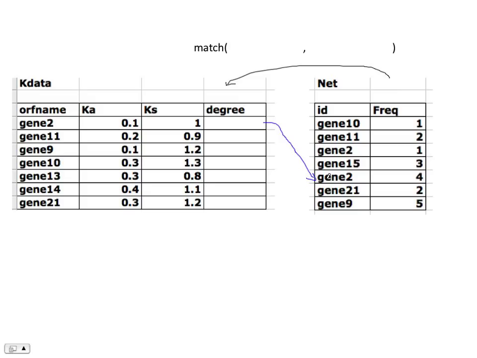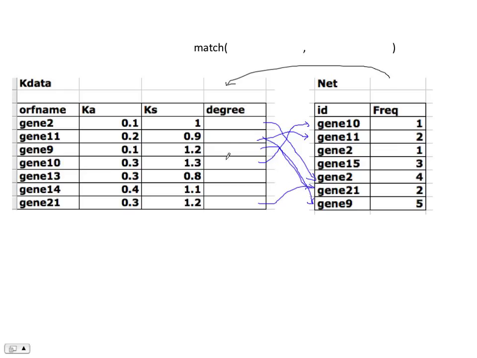If a gene occurs twice, that would be a mistake in the net table, because there's only one gene 2. If you have two genes with the same systematic gene name, then that must be a mistake. So gene 11 goes, oops, not here. It actually goes here. Sorry, that's gene 11. Gene 9 goes here, and gene 10 is here. Gene 13 is not there. It's not in the net. Gene 14 also doesn't exist there. And gene 21 is this one.